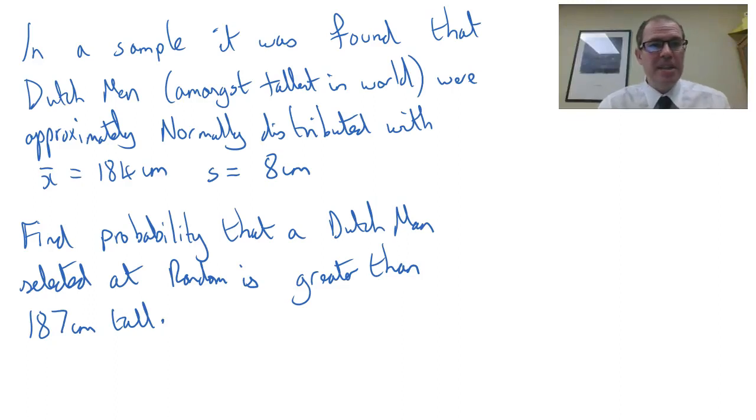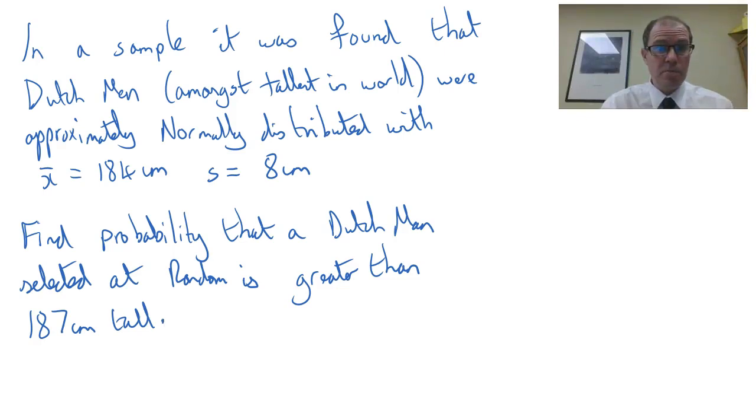Hello, I'm Graham Lewis, and in this example we're going to solve a normal distribution problem and use the normal distribution to find a probability. So in a sample it was found that in Dutch men x bar is 184 centimeters, which is very tall, and the standard deviation is 8 centimeters.